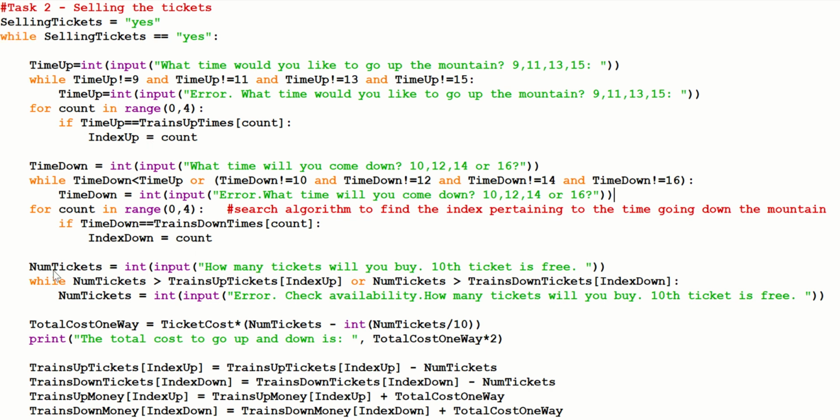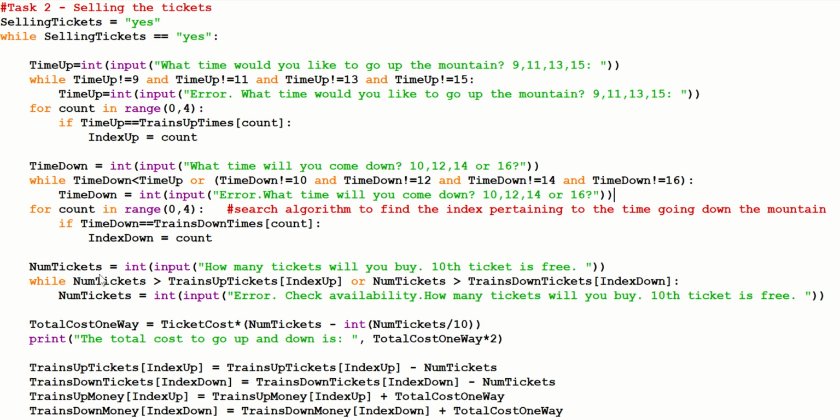So yeah, num tickets equals integer input. How many tickets will you buy? 10th is free, so this is the number of tickets you want to buy. First you're inputting time up, then time down, then you're inputting num tickets equals integer input. How many tickets will you buy? 10th ticket is free.